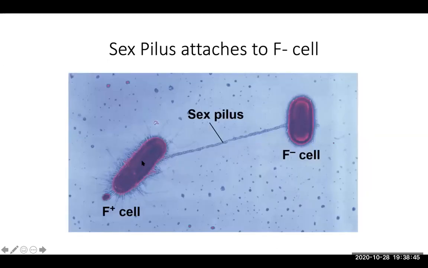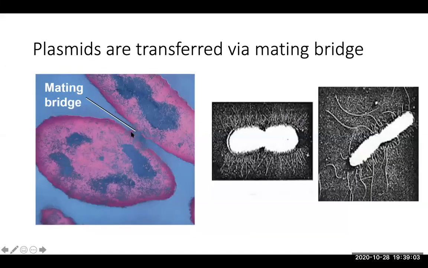So here's an image. This would be the beginning, right? They're pretty far apart. This F plus cell has just extended its sex pilus and adhered to the F minus cell, and now it's going to pull it closer, and then it's going to form that mating bridge. So here's the mating bridge. See how much closer they are together, and it is also thicker in diameter. And here it even looks super thick, right? It looks almost like a cell that's dividing, but it's actually a mating bridge between 2 bacteria.